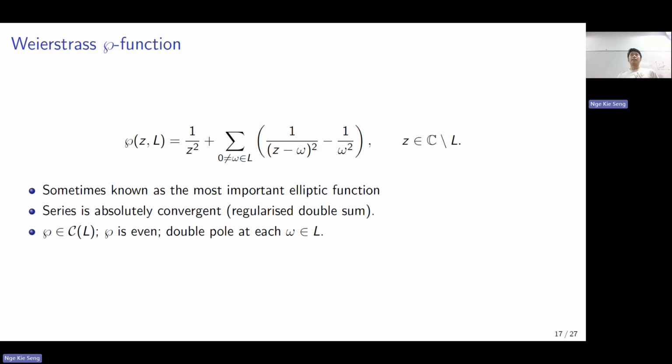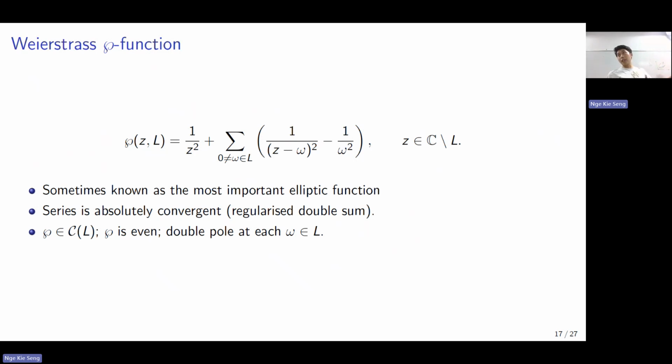The most important example of an elliptic function is the Weierstrass P function. It is just this thing, I won't speak it out. This series is actually absolutely convergent. On every lattice point it has a double pole, and it is absolutely convergent.